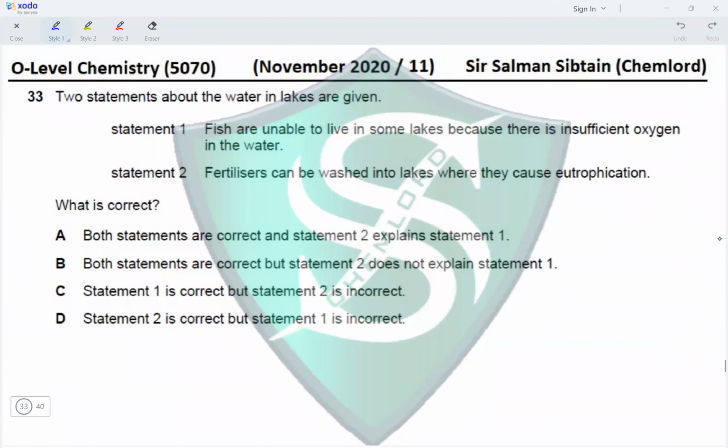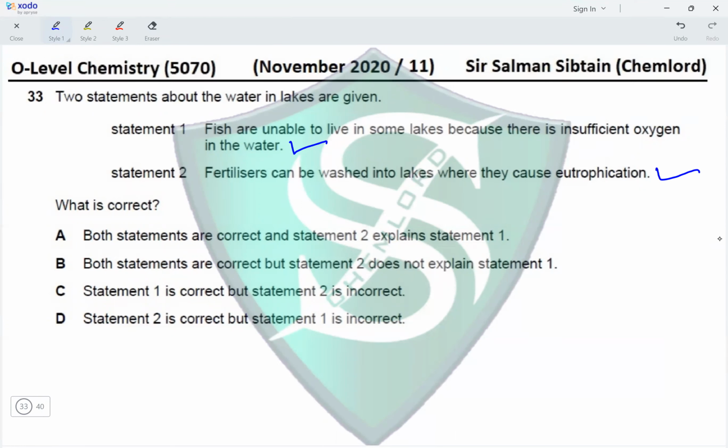Question 33. Two statements about the water in lakes are given. Statement 1. Fish are unable to live in some lakes because there is insufficient oxygen in water. Yes, very true. And statement 2 says fertilizers can be washed into lakes where they cause eutrophication. Yes, that is the reason for eutrophication. So this is also correct. Both statements are correct. Okay, the question says what is correct?